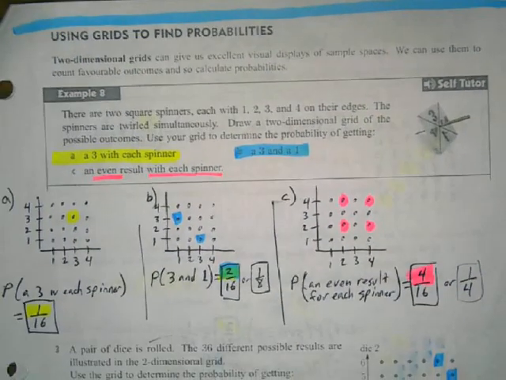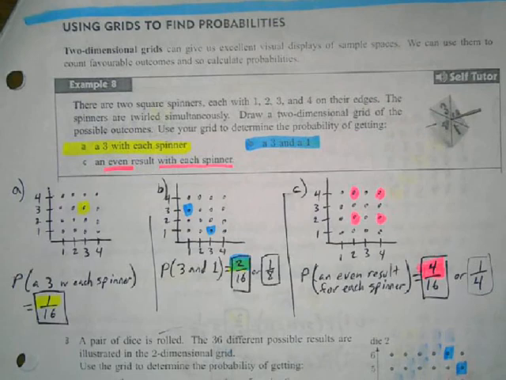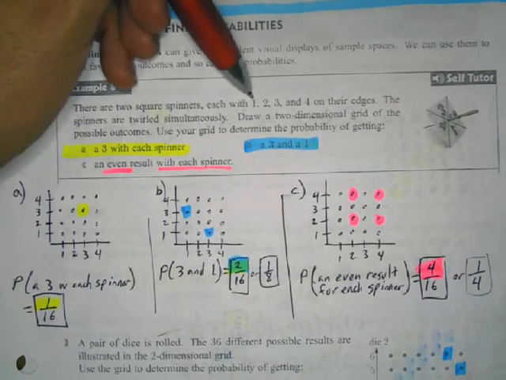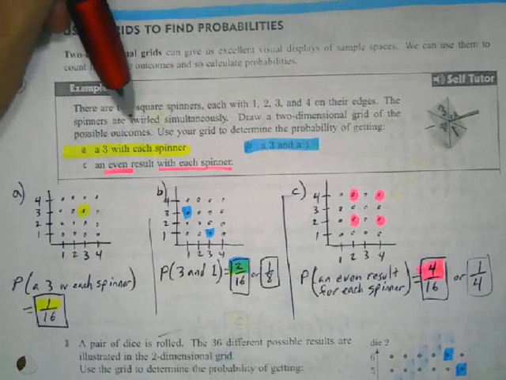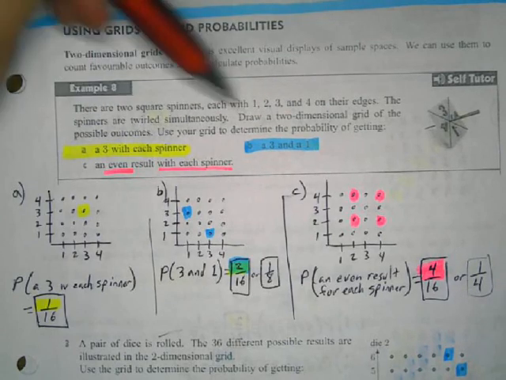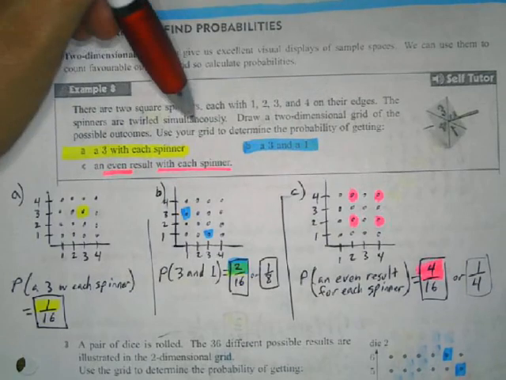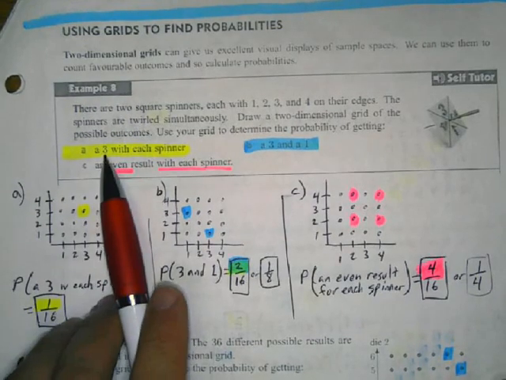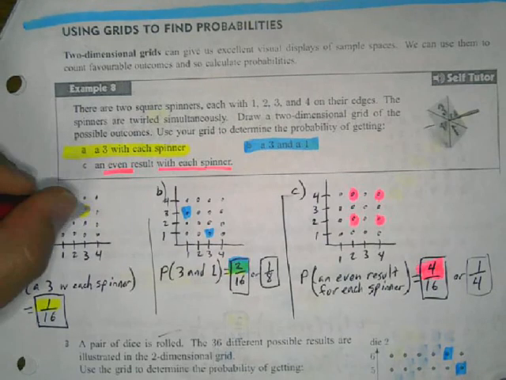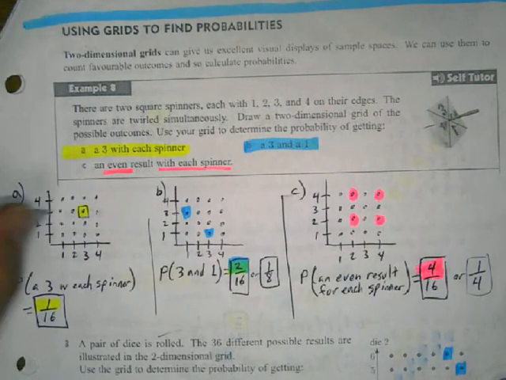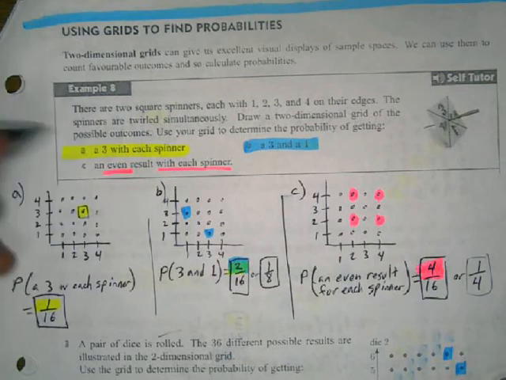Okay, now we're going to talk about solving using grids. The grid really helps with certain types of probability questions. Okay, so you're going to spin a square spinner. So here's my square spinner, and you can get values of 1, 2, 3, and 4 on the edge, and we're going to turn it twice. So we're going to draw a two-dimensional grid and use the grid to determine the probability that both spinners get a 3. So if this spinner gets a 3 and this spinner gets a 3, we have a 1 out of 16 chance that we're going to get 3s on both spinners.